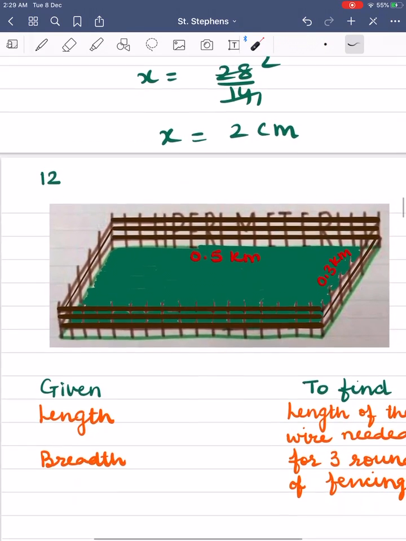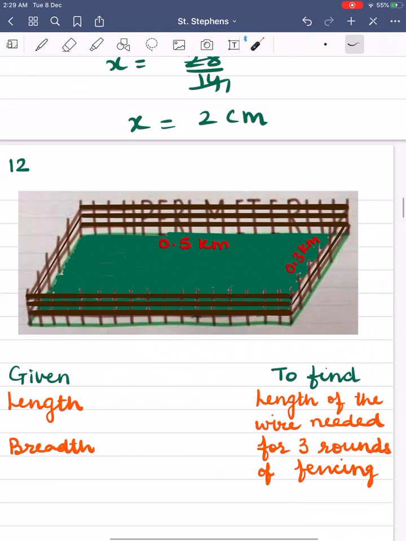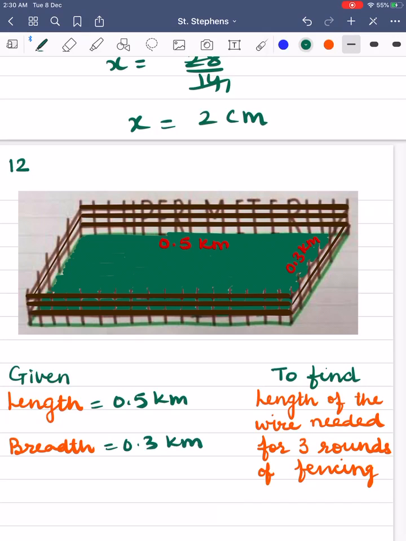Now let's do question 12. A rectangular piece of land measures 0.5 kilometer by 0.3 kilometer, and each side is to be fenced with 3 rows of wire. What is the length of the wire needed? Now length is equal to 0.5 kilometers and breadth is equal to 0.3 kilometer. Children, we have to find out the length of the wire needed for 3 rounds of fencing.